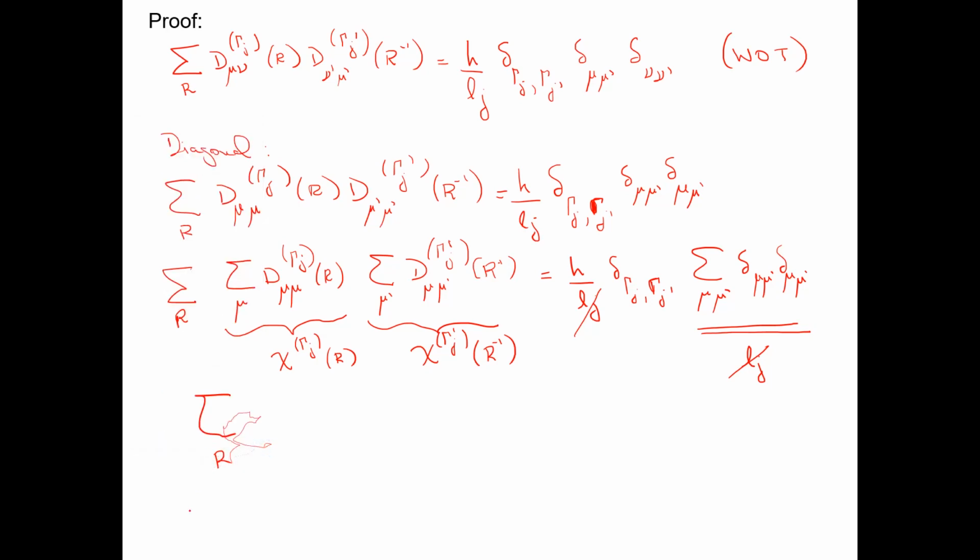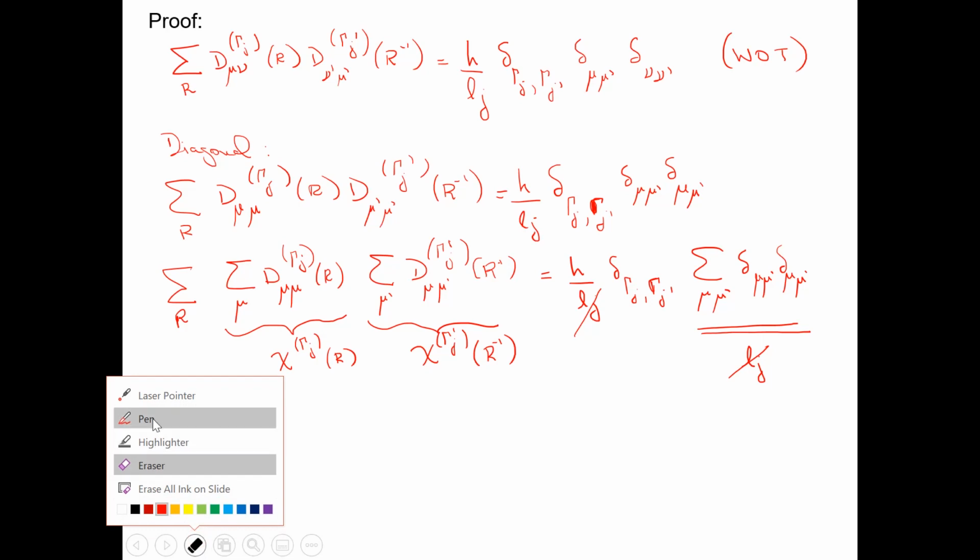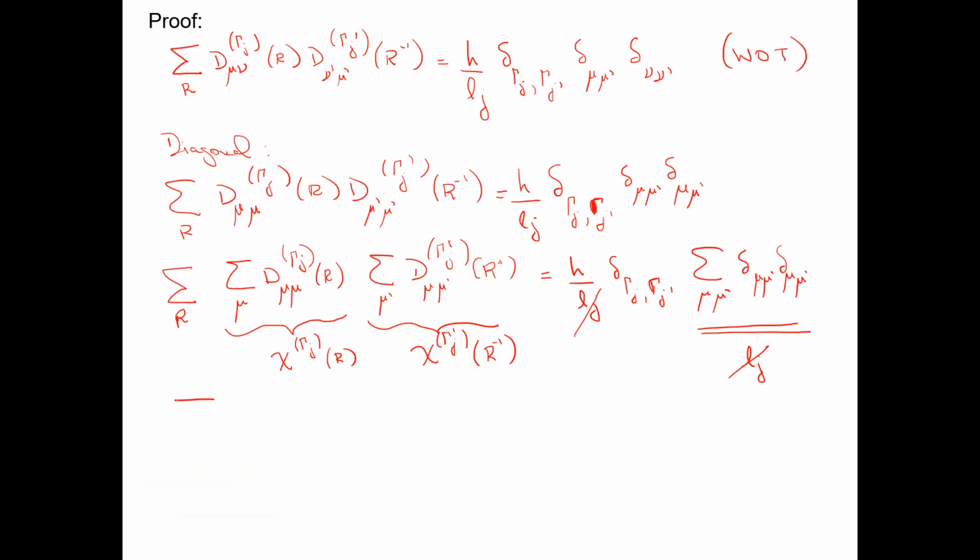Okay. So then the final result is a sum over R of the products of characters of two representations, gamma j and gamma j prime, corresponding to these group elements R and inverse of R. It is simply 0 if I am dealing with different representations, or it is equal to H if I'm dealing with the same representation. So this is the wonderful orthogonality theorem for characters.